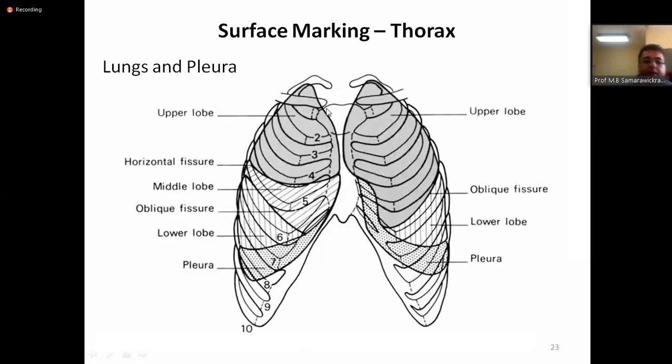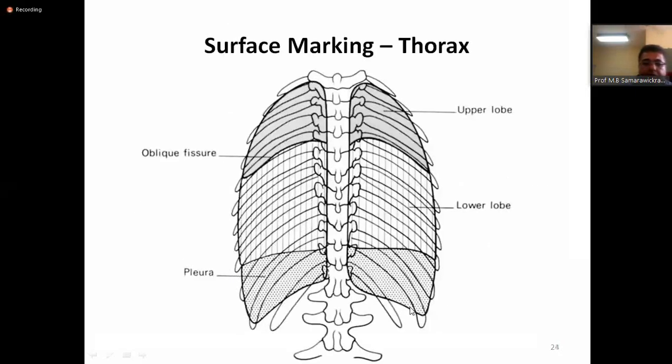So apex, the anterior border is similar, but the difference is the inferior border crosses the 8th rib at the mid-clavicular line, then the 10th rib at the mid-axillary line, and posteriorly it crosses the 12th rib at the lateral border of erector spinae muscles, and it passes below the 12th rib.